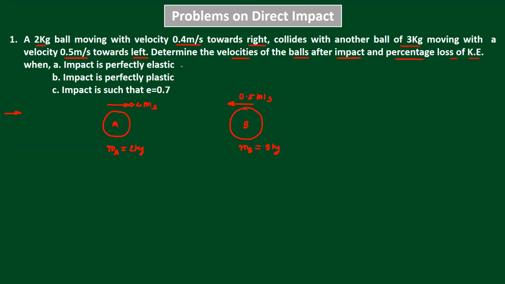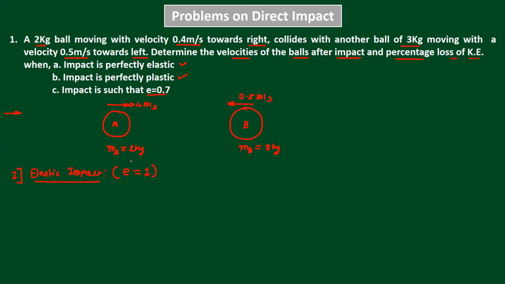This is for three cases: the first case is the impact is perfectly elastic, the second is the impact is perfectly plastic, and the third is the impact is such that the E value is 0.7. Let us solve the first case. Impact is perfectly elastic. Elastic impact means the coefficient of restitution value E is equal to 1. This is the perfectly elastic condition.